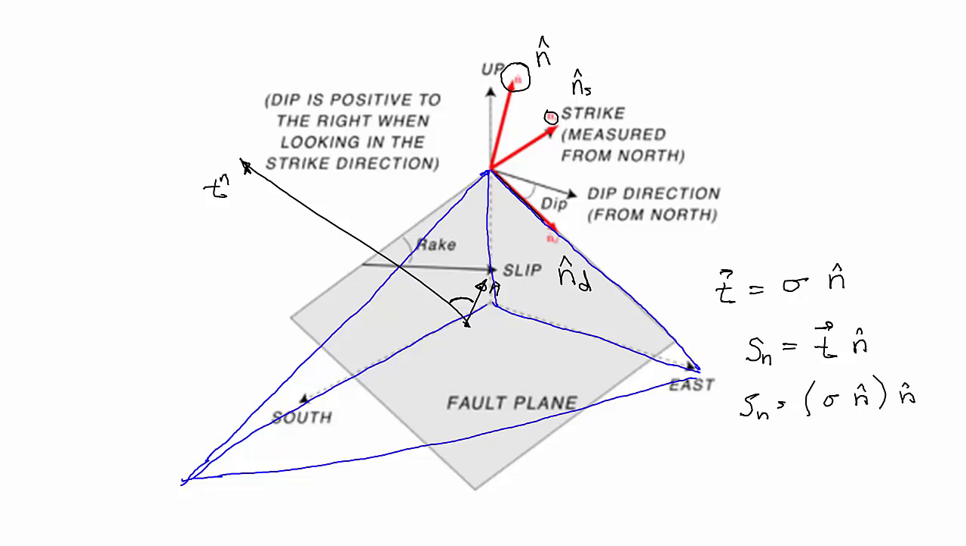Okay, so that's the stress in the normal direction. What about the stress in the direction of the dip? The shear stress. So I'm going to use the symbol tau. So what about the shear stress in this direction?